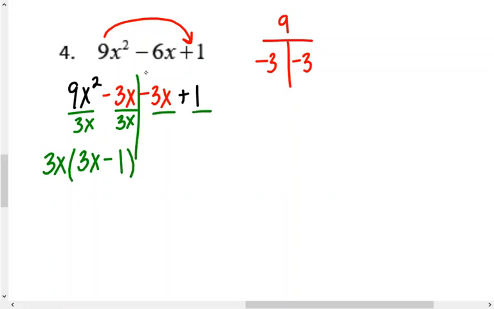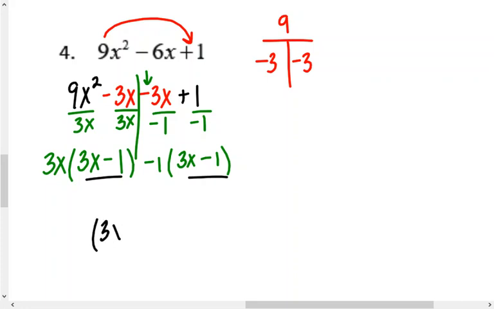GCF of the second side, since it's a negative, we have to divide both sides by a negative. But in this case, the biggest number we can divide both of them by is 1. So negative 1. So negative 1 goes in the front. That leaves me with positive 3x minus 1. Again, my parentheses match. So that's good. We've got 3x minus 1. And then I'm going to take my outsides, 3x minus 1.